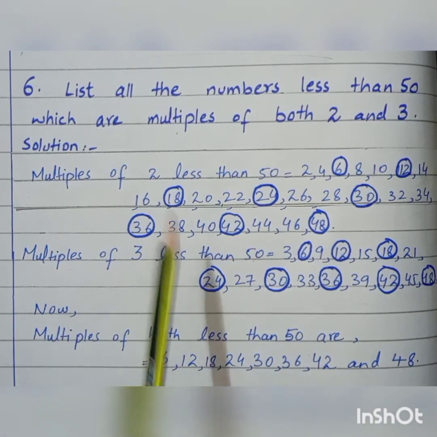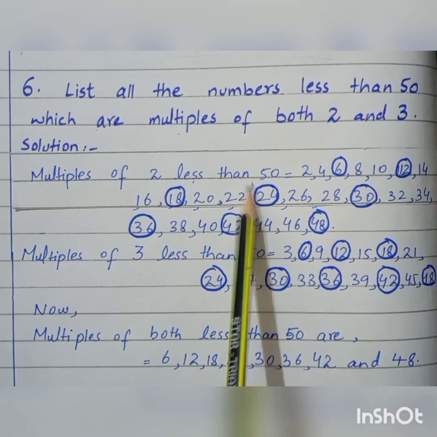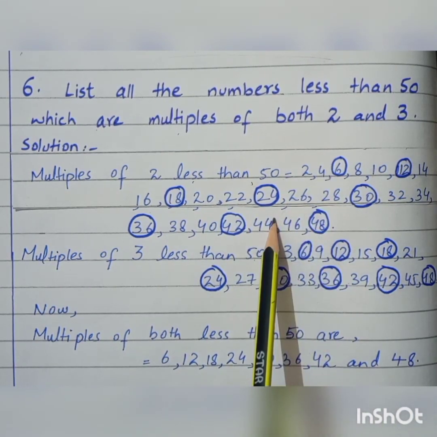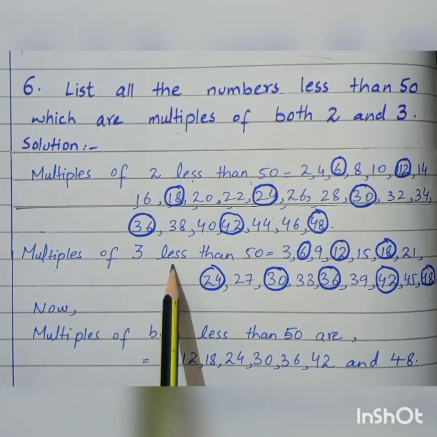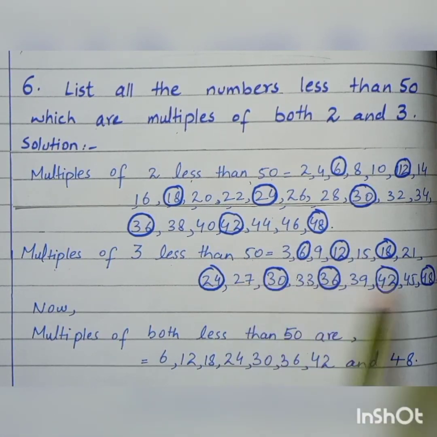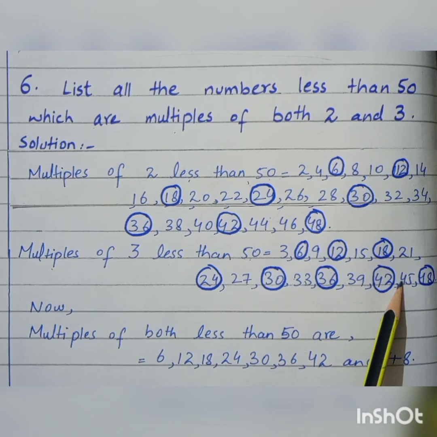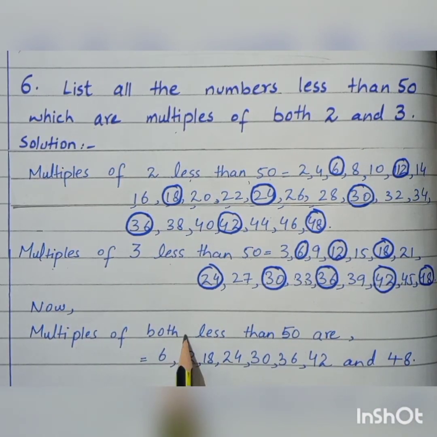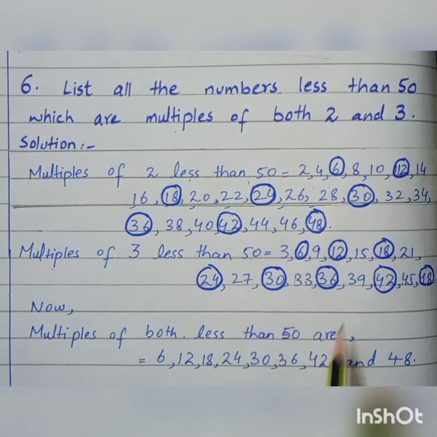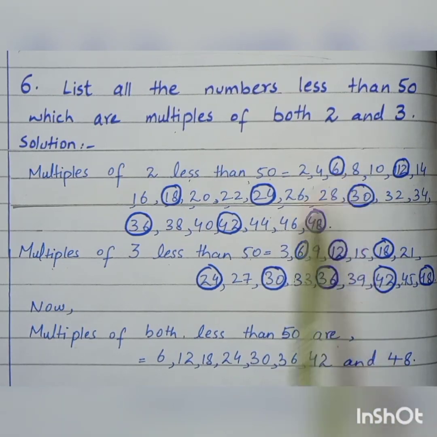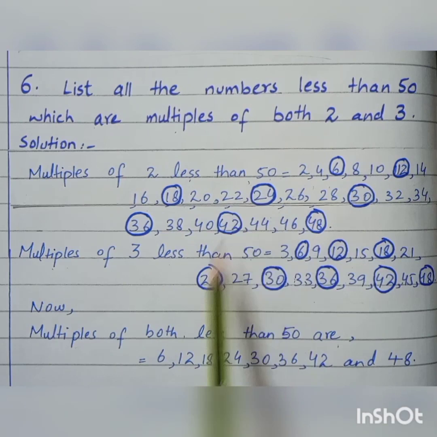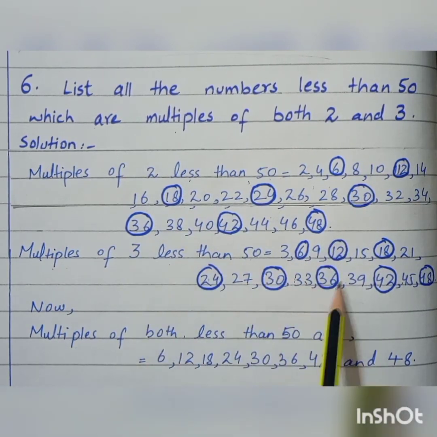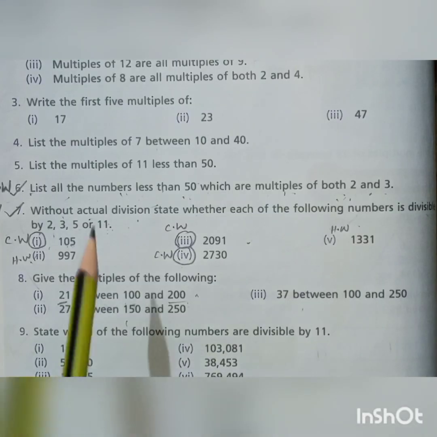Firstly, write the multiples of 2 less than 50. So these are the multiples of 2 which are less than 50. Second one is write the multiples of 3 which are less than 50. So these are the multiples of 3 which are less than 50. Now multiples of both 2 and 3 which are less than 50 are 6, 12, 18, 24, 30, 36, 42 and 48. Next question is question number 7.